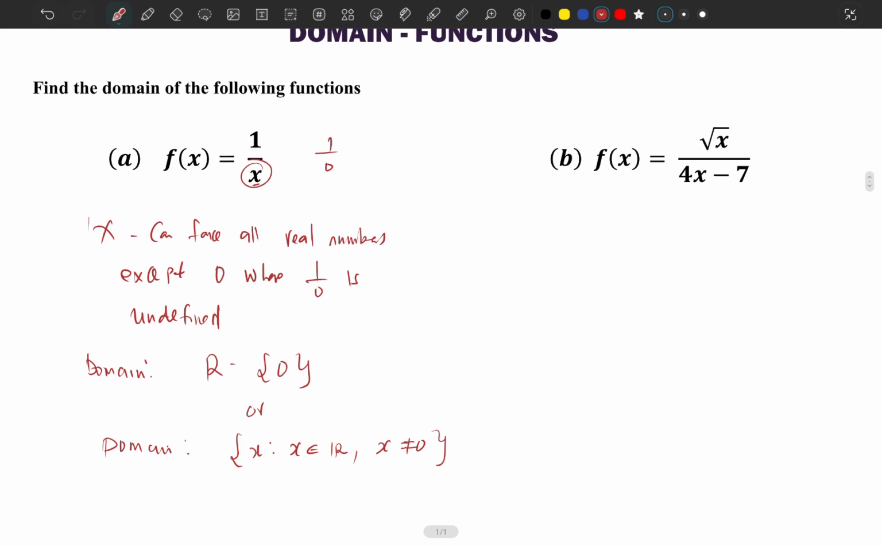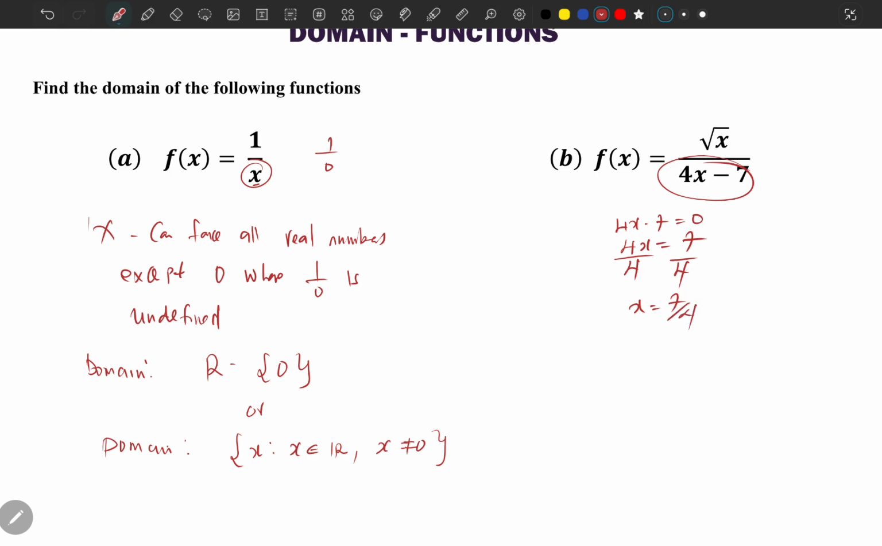For B, we are going to focus on the denominator. What we want is we don't want a 0 here as well. So you set the denominator equal to 0. You say 4x minus 7 equal to 0. So you get 4x is equal to 7. We divide by 4, and we get x equal to 7 over 4.